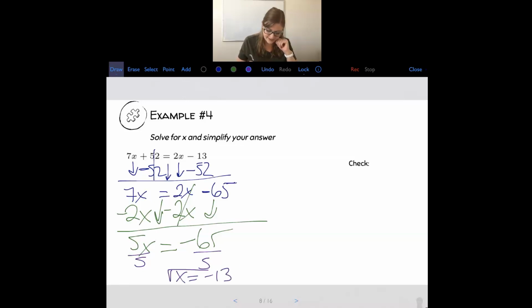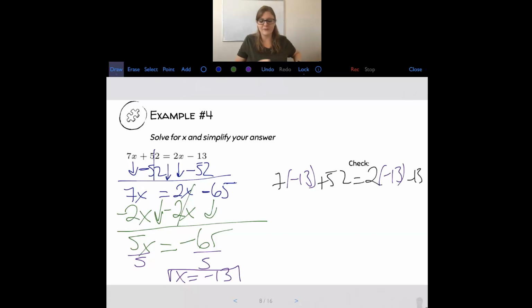Okay, I'll show you the setup for checking your answer for this one. Remember, we said that whatever answer you get, you have to plug into every x in the original. Okay, so this is 7 times negative 13 plus 52 equals 2 times negative 13 minus 13. Okay, and I'll leave that one for you to check.